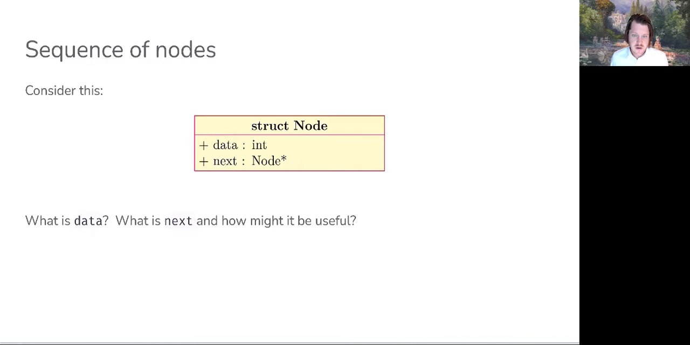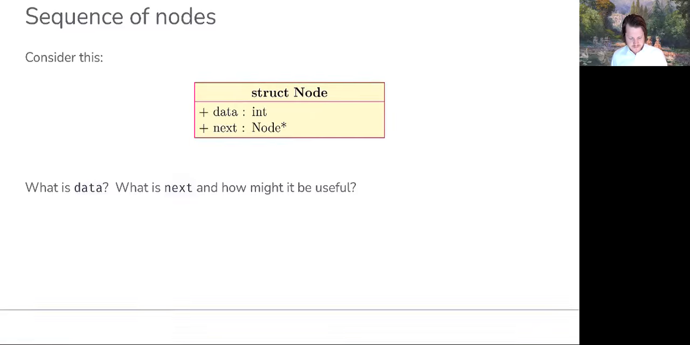So the first is going to be an integer object named data, and it will house some sort of integer object. Next is going to be next, which will store the address of a node. It is going to be a typed pointer to a node. So what is data, what is next, and how might these two members be useful to us?